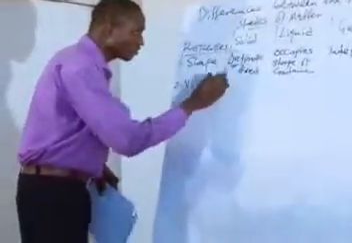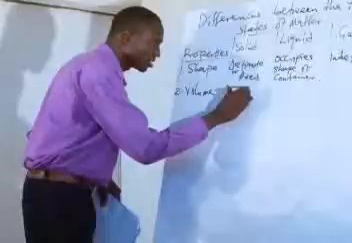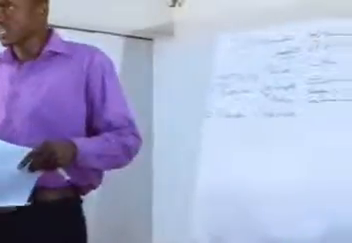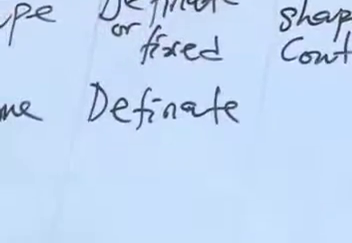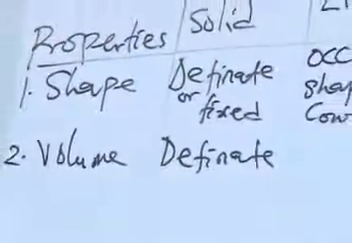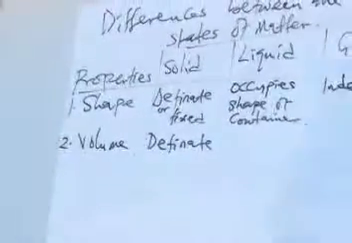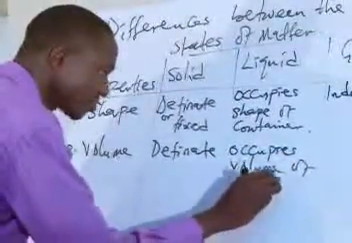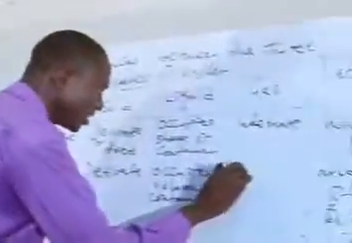So the volume of solid substances is definite or fixed. For liquids, because they take the shape of their container, the volume of liquid substances is approximately equal to the volume of the container they occupy. So we say they occupy the volume of the container. While gaseous substances, as mentioned earlier, do not have shapes of their own, so definitely their volume is also indefinite.